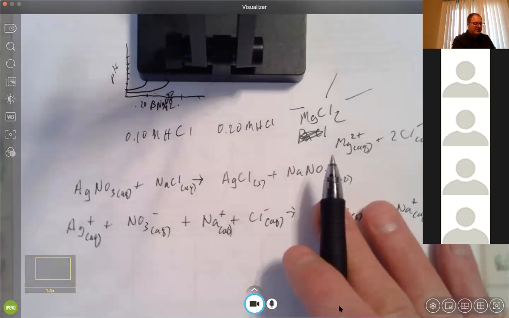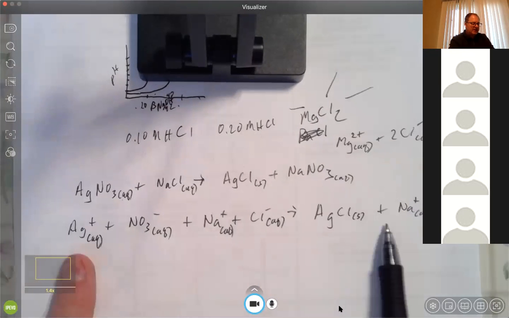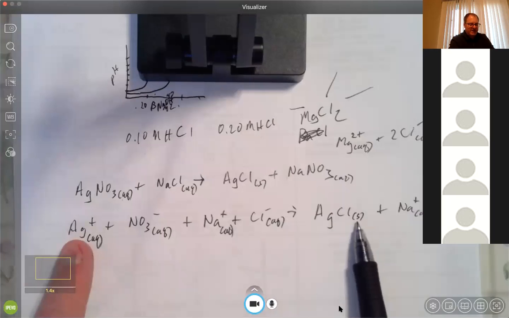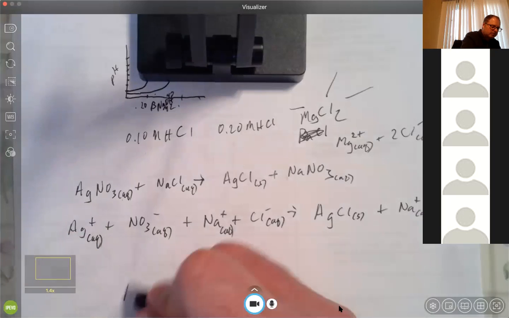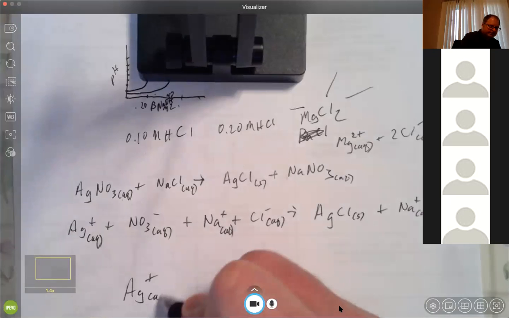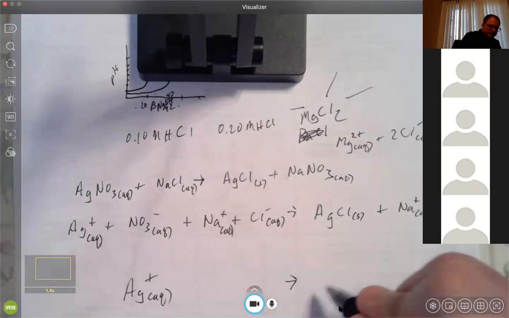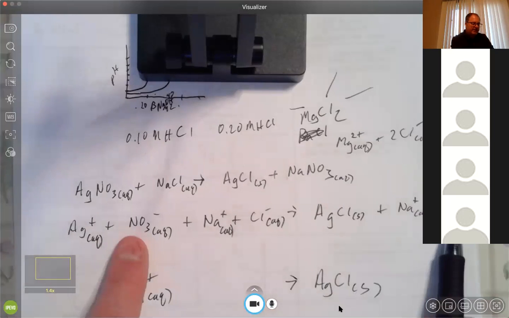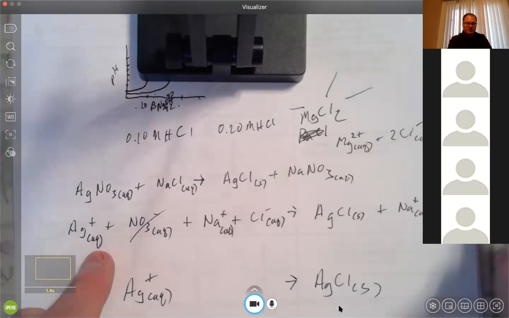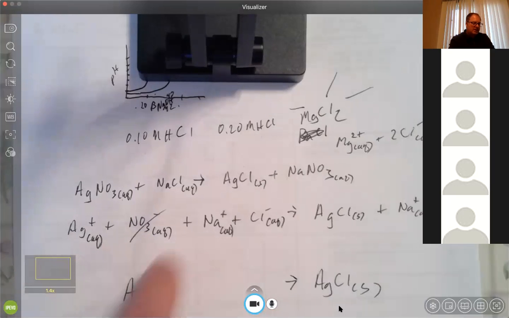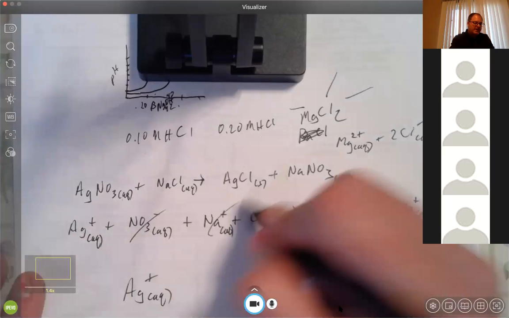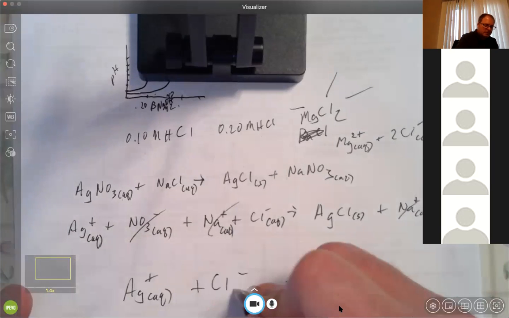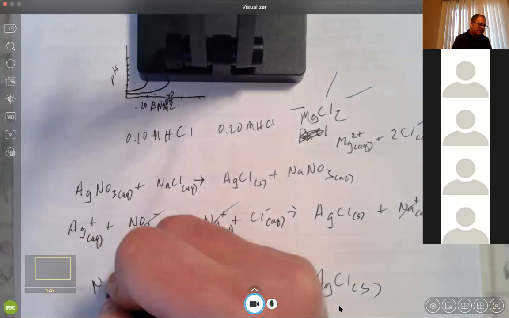Now, down here, whenever I look at both sides, I look at Ag, okay, it's aqueous over here, but it's trapped in here. So that's part of the reaction. NO3 is the same on both sides. It's aqueous, so that is not part of the reaction. Na, not part of the reaction. Cl negative. That would be my net ionic equation.